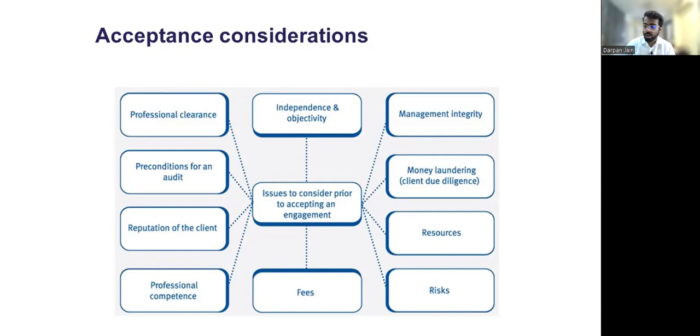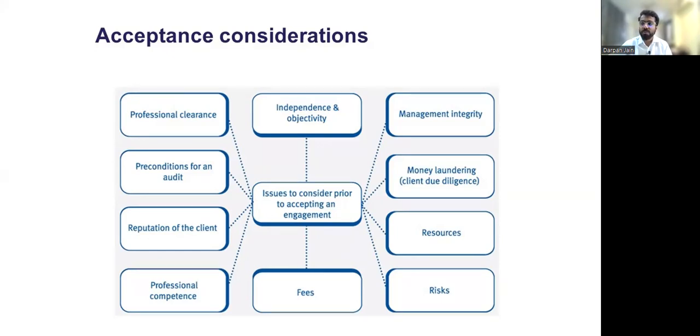If there is a threat to your independence or objectivity, let's say your father is the director in ABC Private Limited, then what should you do? Do not accept that engagement. So before accepting that engagement, you have to check certain things.